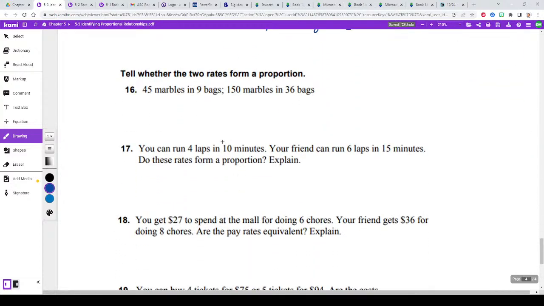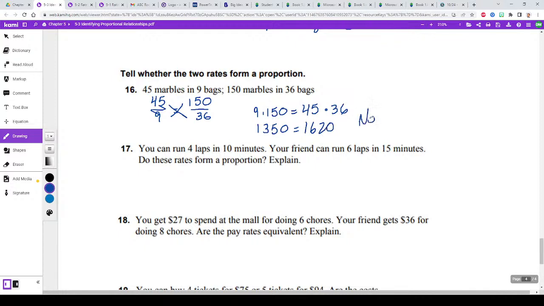Tell whether the two rates form a proportion. So here we go. We're going to go 45 over 9 equals 150 over 36. We cross multiply. So that's 9 times 150 equals 45 times 36. 9 times 150 is 1,350. 45 times 36 is 1,620. Those are not the same, so no, they're not proportional.